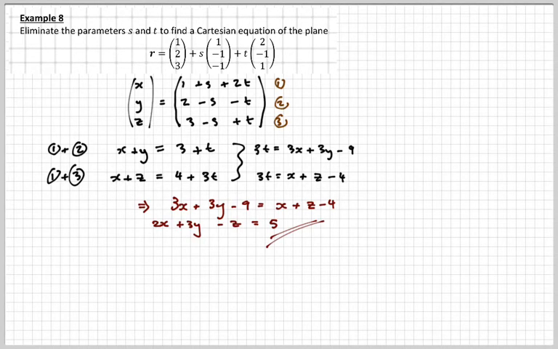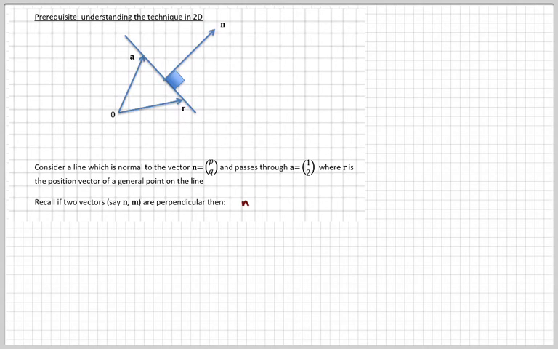Okay, moving on. So, this is going to help us later with planes. Okay. So in order to describe planes in a new way, we're going to have to understand how we can describe straight lines, or something to do with straight lines. So consider a line, and it has a normal. So this vector n is normal to the line, and it passes through this point A, where we're given A as 1, 2, and r is the position vector of a general point on the line.